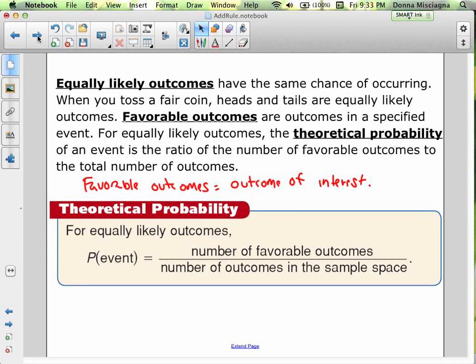So for equally likely outcomes, the theoretical probability, and theoretical means what should happen, versus an experiment, what does happen. For equally likely outcomes, the theoretical probability of an event is the ratio of the number of favorable outcomes to the total number of outcomes. So it's the number of favorable outcomes over the number of outcomes in a sample space. We're going to write it as a fraction, and then we'll reduce if possible.